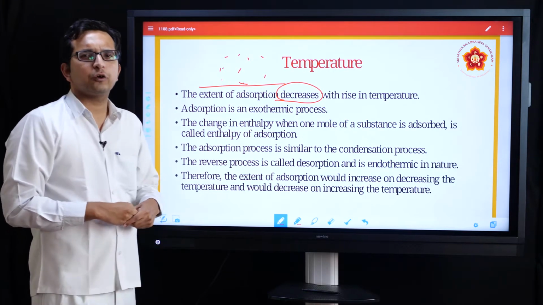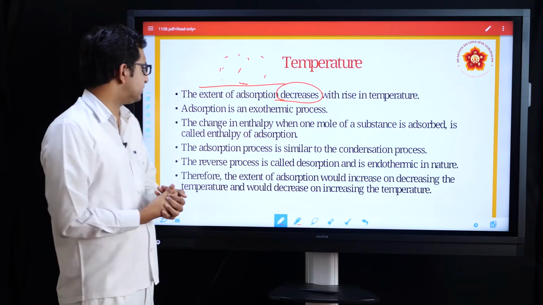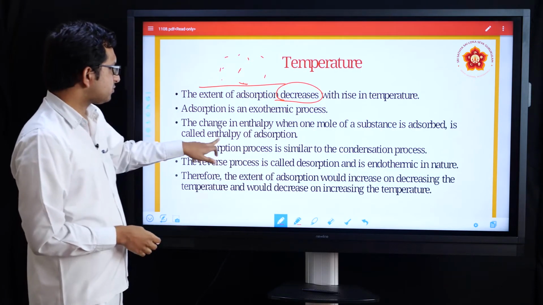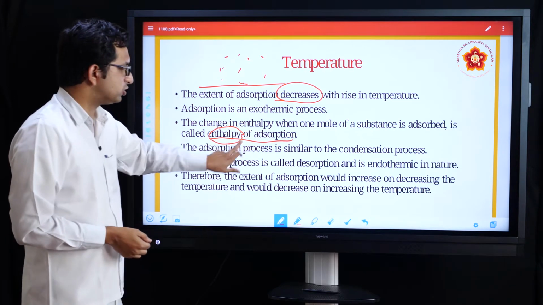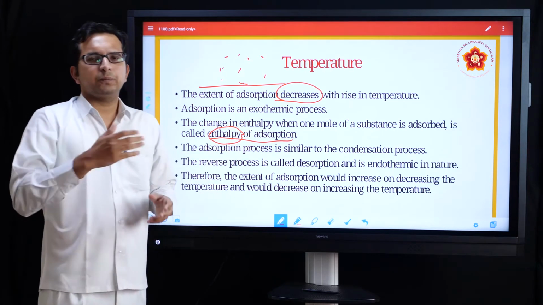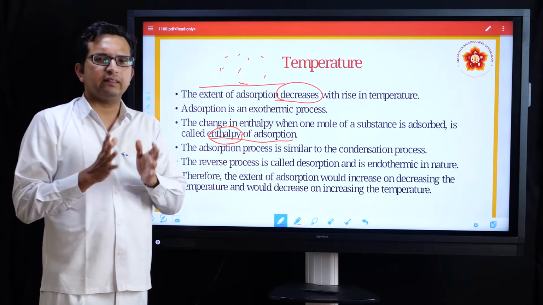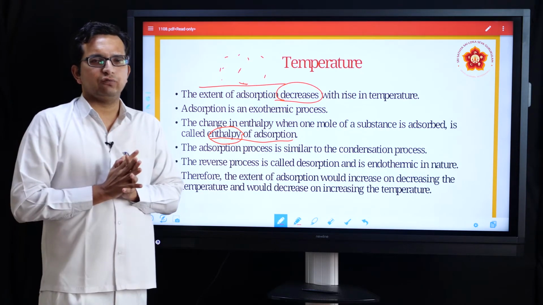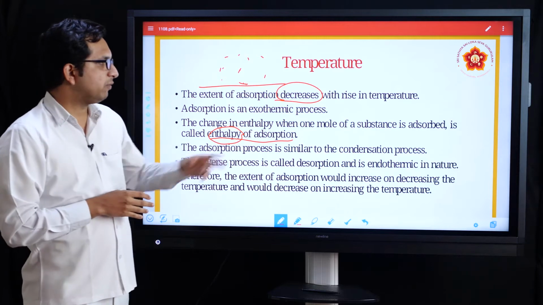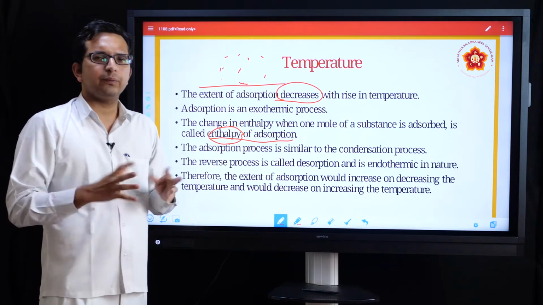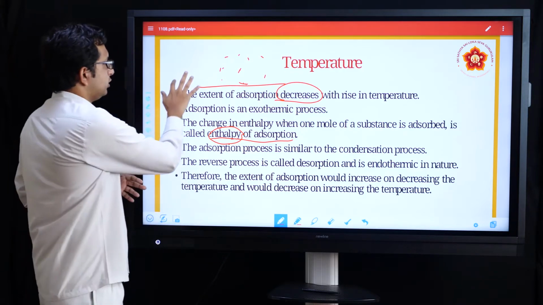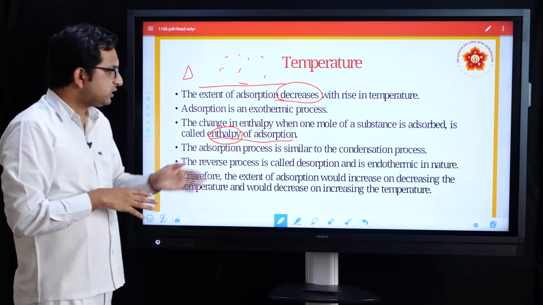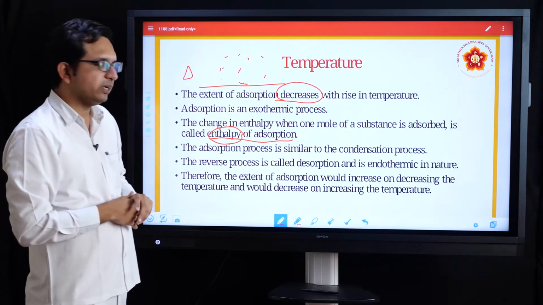What do you mean by exothermic process? Energy is being released in these cases. Just as a definition, enthalpy of adsorption. This word enthalpy you come across in the first year parts of periodic classification, where enthalpy is nothing but the heat content of the body. The change in enthalpy when 1 mole of the substance is adsorbed, if you remember, the enthalpy definitions are all with respect to change, where we show it in terms of delta. That change in enthalpy is what we call it here.